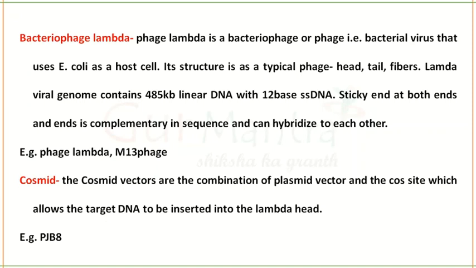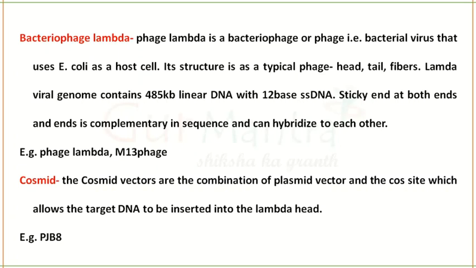The next type of vectors you have is bacteriophage lambda, the lambda bacteriophage vector. Viruses are basically involved in this. So phage lambda is a bacteriophage, or phage, that is a bacterial virus that uses E. coli as a host. Its structure typically has a head, a tail, a fiber and some DNA material. The lambda viral genome is 48.5 kilobase pairs of linear DNA with 12 bases of single-stranded DNA sticky ends, present for hybridization purposes. Examples are lambda phage and M13 phage.